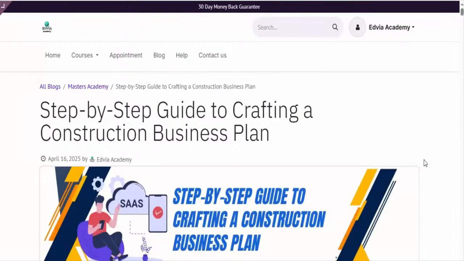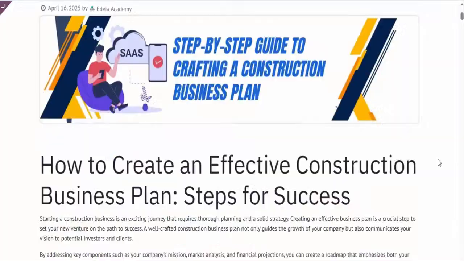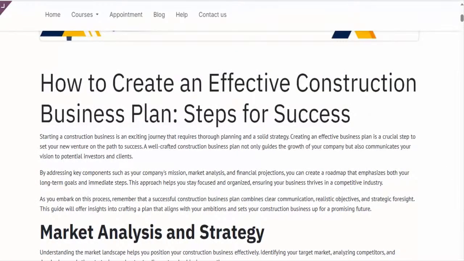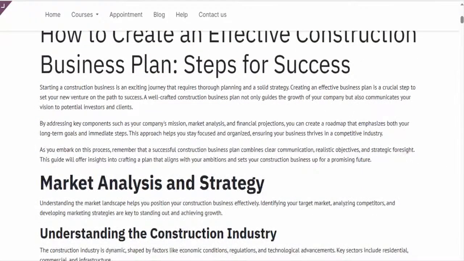Step-by-step guide to crafting a construction business plan. How to create an effective construction business plan. Steps for success. Starting a construction business is an exciting journey that requires thorough planning and a solid strategy.